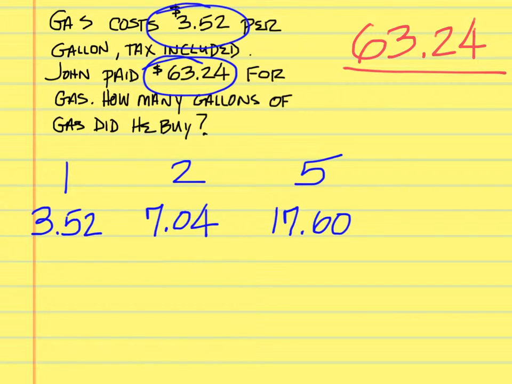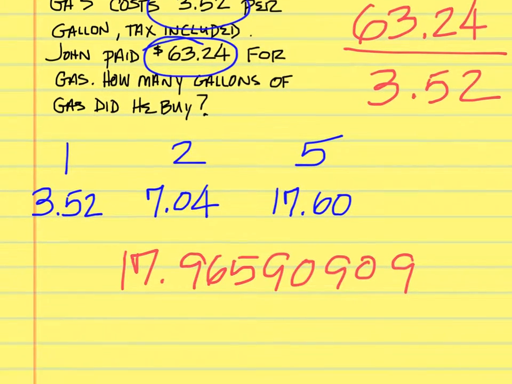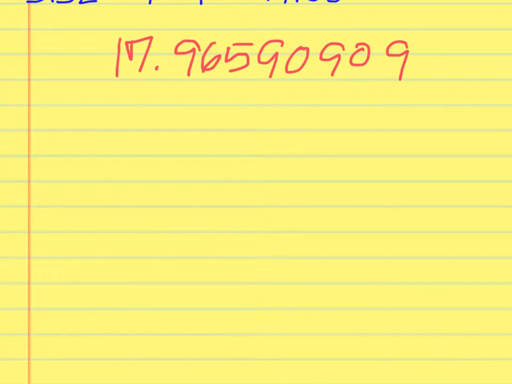Okay, so 63.24. Can we divide that by 352 and come up with the number of gallons that were bought? So 63.24 divided by 352 comes out to be 17.965900909. You can have that, and it's the right answer.